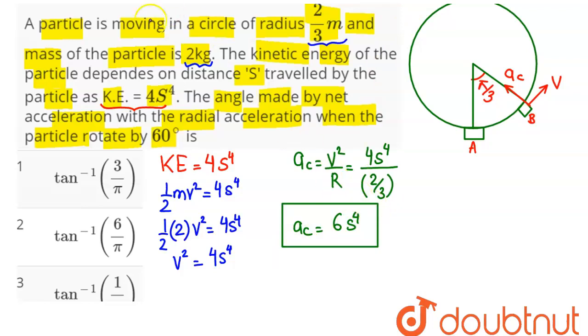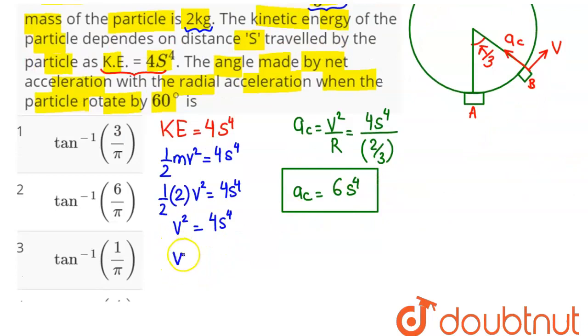In a similar manner, if we express the velocity, it comes out to be 2 into s square. Now we need the value of tangential acceleration. Tangential acceleration, as we know, is the rate of change of velocity, that is dv by dt. The tangential acceleration will be along this direction, so this is the tangential acceleration.